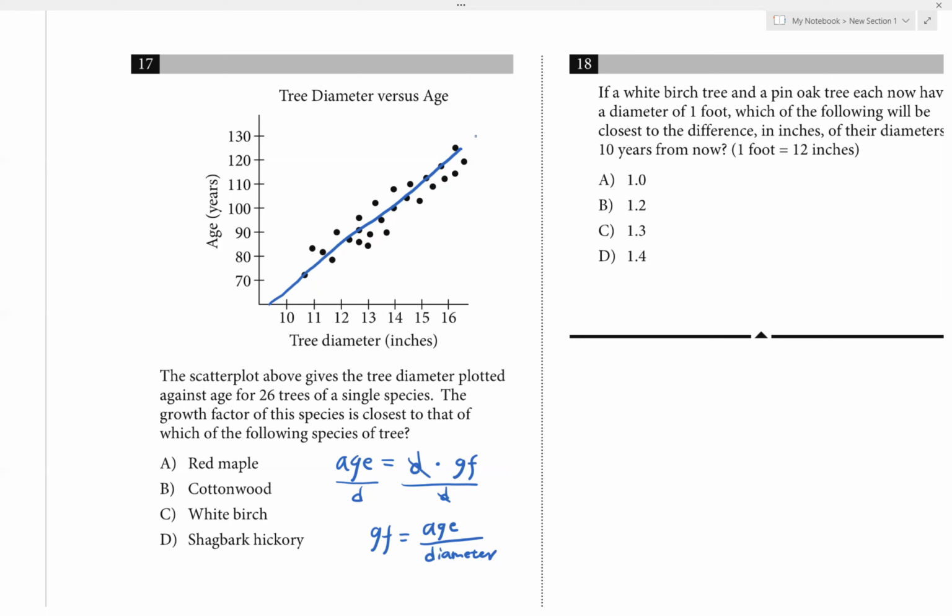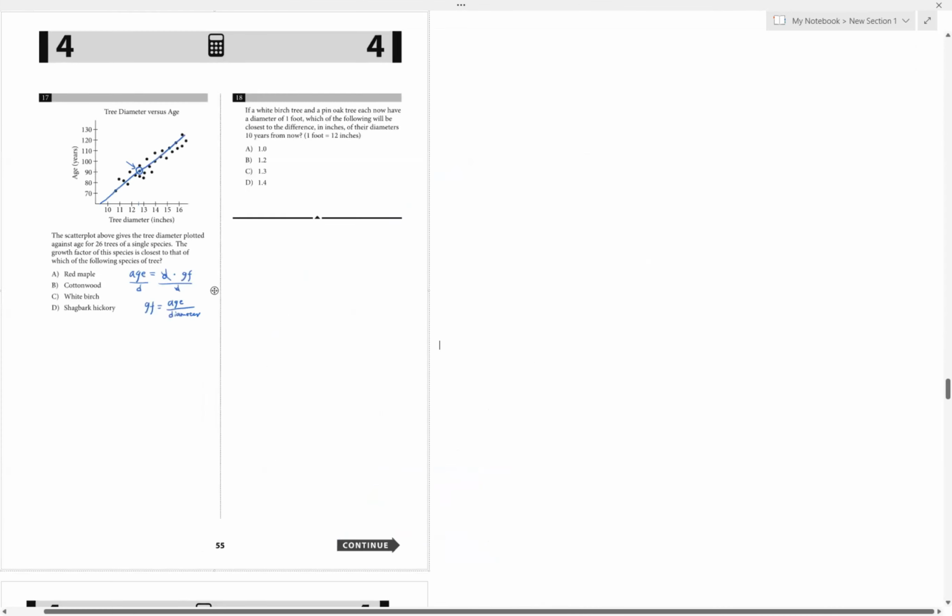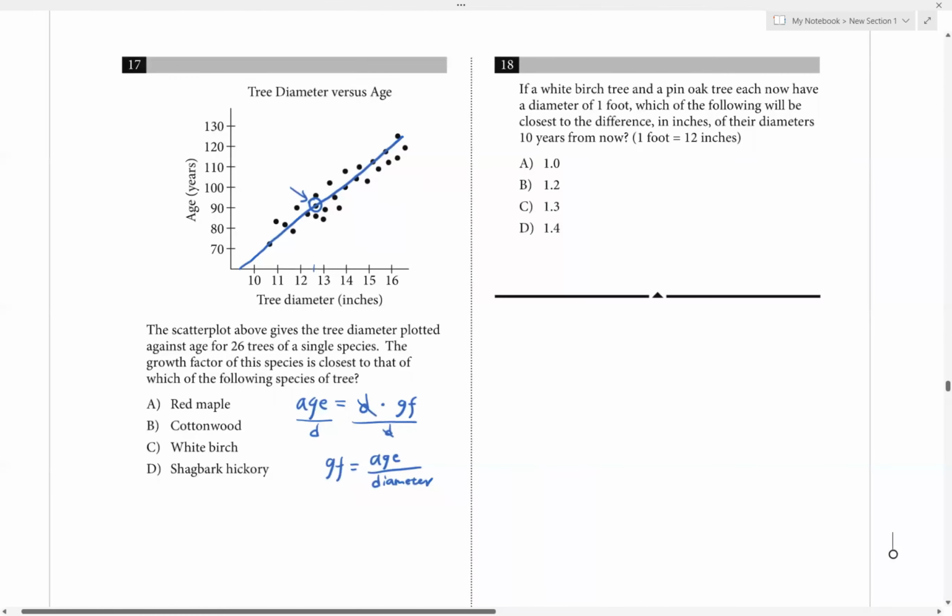So if we have a point on the line, for example, maybe this point, it seems pretty good, right? So at this point the age is 90, and then the diameter is like what, 12.5 maybe? Yeah, 12.5. It doesn't have to be perfect. We just want to pick a point that's very close to the line. So at this point the age is 90, the diameter is like 12.5. Okay, so you can divide this in a calculator.